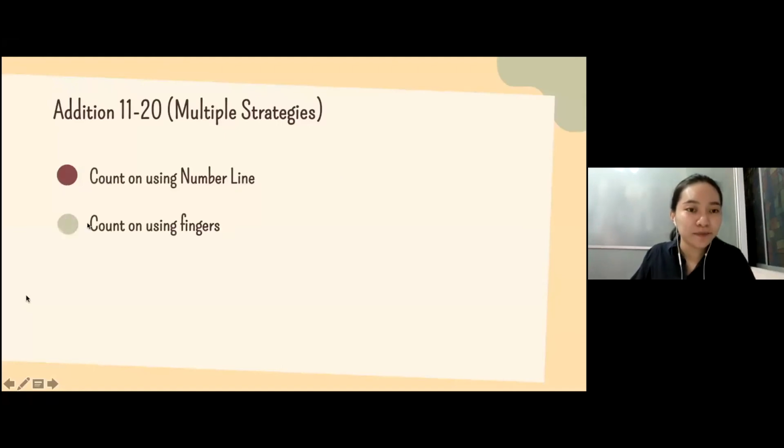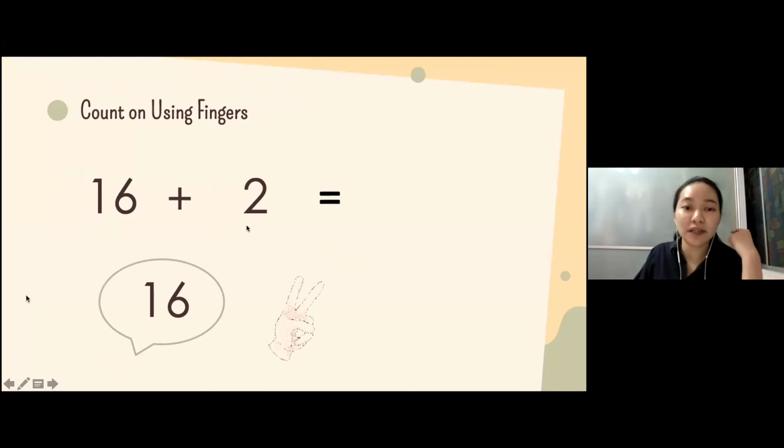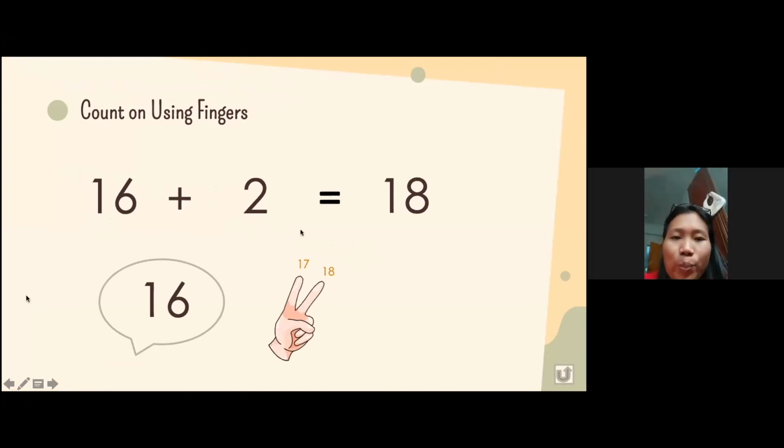So just now we covered number lines. Now counting on using fingers is the same strategy. Which one is the bigger number? 16. 16 in your mind. Put out how many fingers? 2 fingers. Let's count on: 17, 18. So this kind of counting on strategy is really useful when we have a smaller number here.